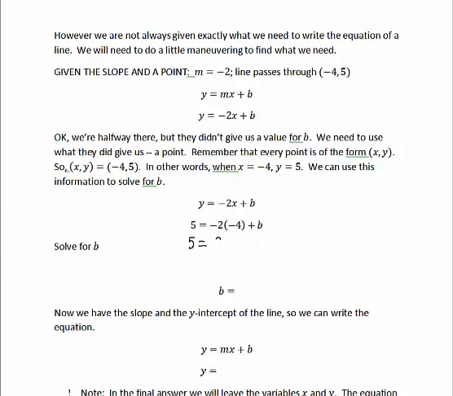-2 times -4 is a +8, and if we subtract 8 from both sides, we end up with the 8's canceling on the right and a -3 on the left. So in the end, b equals -3.